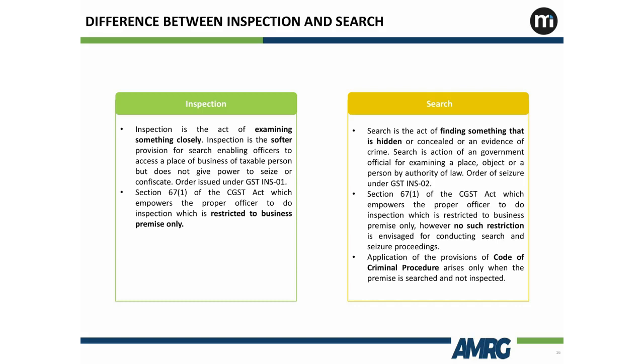Next, inspection is restricted to business premises. You cannot go to the home. You cannot go to the home of the employees, whereas search is a very, very harsh provision in which you can go to the residence of the individuals or the management or the CEOs, CFOs also. It is governed by the provisions of Code of Criminal Procedure, whereas under inspection, Code of Criminal Procedure is not applicable.